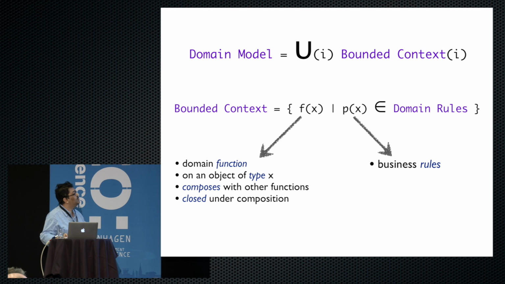So, f(x) is a domain function on an object of type x. In this talk, we will be talking about domain modeling with respect to a statically typed programming language, and I will mostly be using Scala for this. So, f(x) is a domain function on an object of type x that composes with other functions and is closed under composition. What it means is that when I compose 2 functions, 2 domain behaviors, it gives me a bigger domain behavior. That is also part of this set. And all these functions will be applicable, all these types will be validated against a set of business rules.